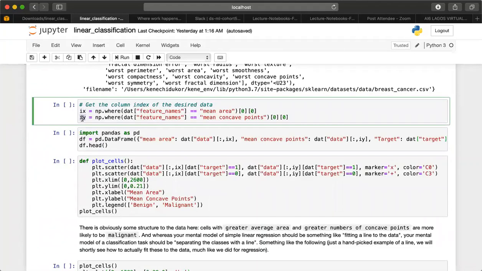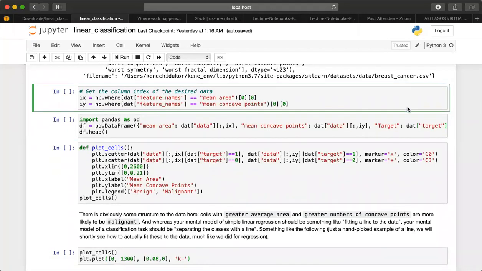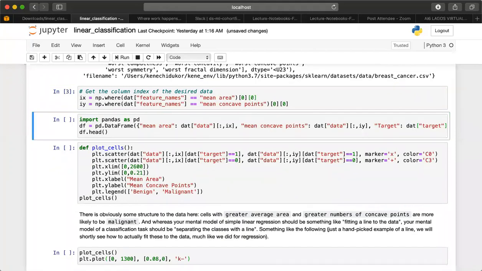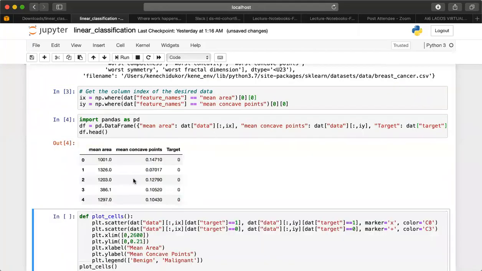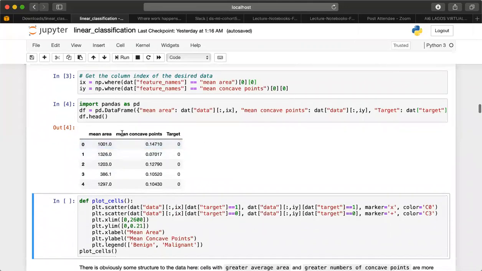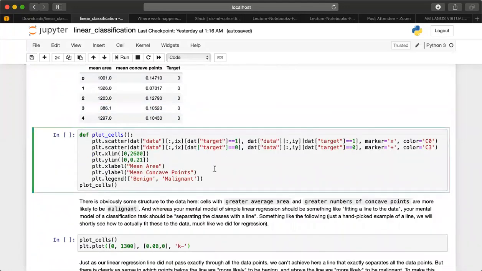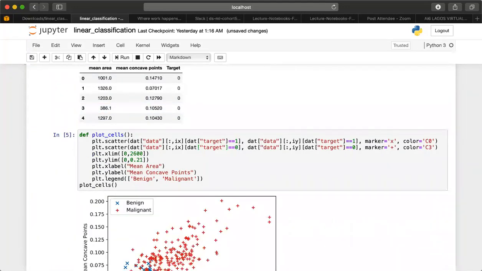So you might wonder about this Y now. It's not the target value. Y is just the second feature, which is the mean concave point, right? And then I was able to save it here so that you can see what it looks like. So these are the data we collected from the whole data set. We have the mean area, the mean concave point, and then the target. And then we can plot it to see what it looks like, right?